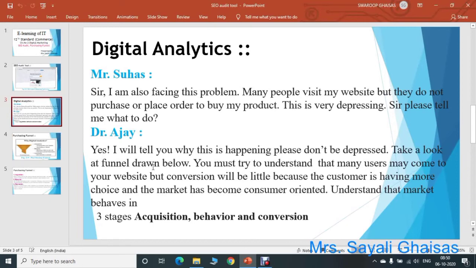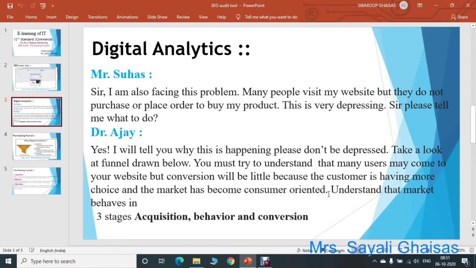Take a look at a funnel drawn below. So there is a funnel, that is the purchasing funnel. You must try to understand that many users may come to your website but conversion will be little, because the customer is having more choice and the market has become consumer oriented. Understand that the market behaves in three stages, that is acquisition, behavior and conversion. See, many people are visiting your website but they are not purchasing the product from your website.